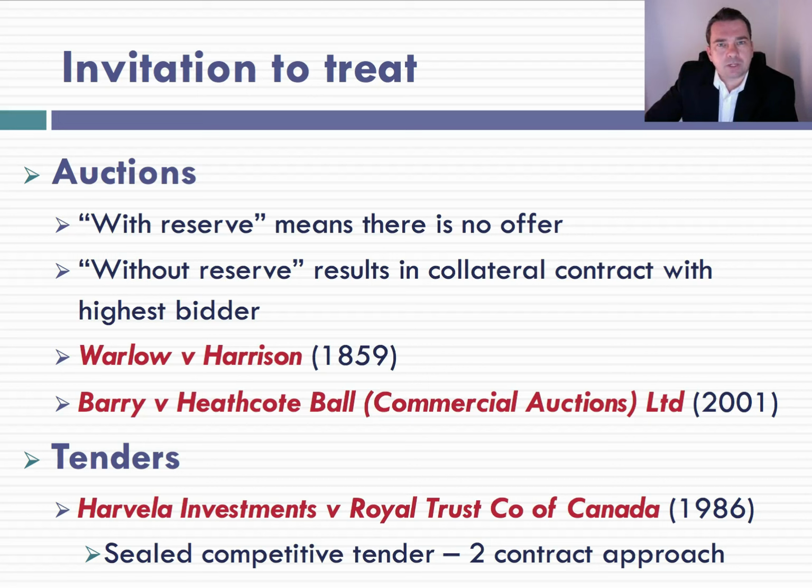I think we have to separate two types of auctions because they lead to fundamentally different outcomes. Where you have an auction with reserve, then there is no offer. Auctions with reserve basically means that you bid on something, but you know that there is a reserve price. That means that the seller has stipulated that if the bidding doesn't go up to a certain level, they're not going to sell.